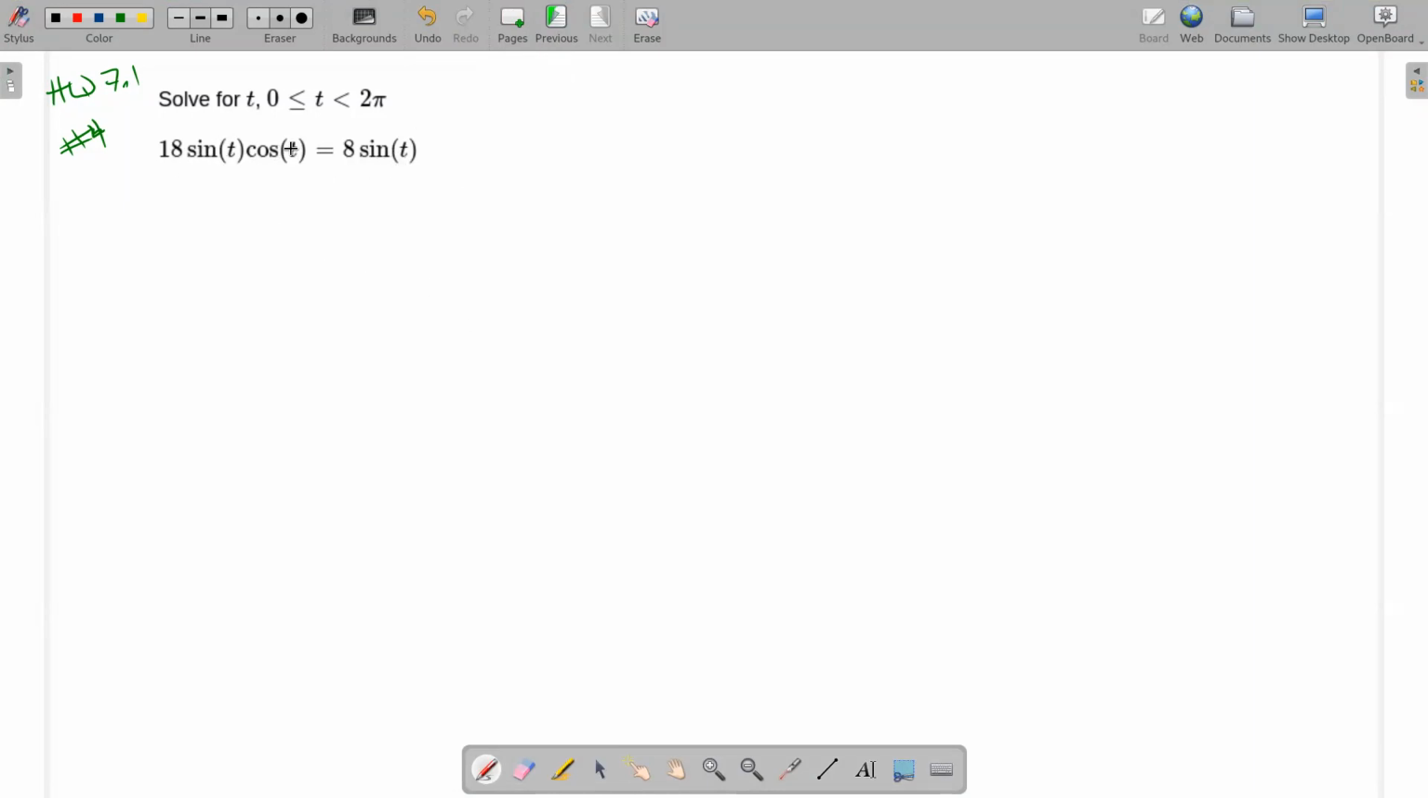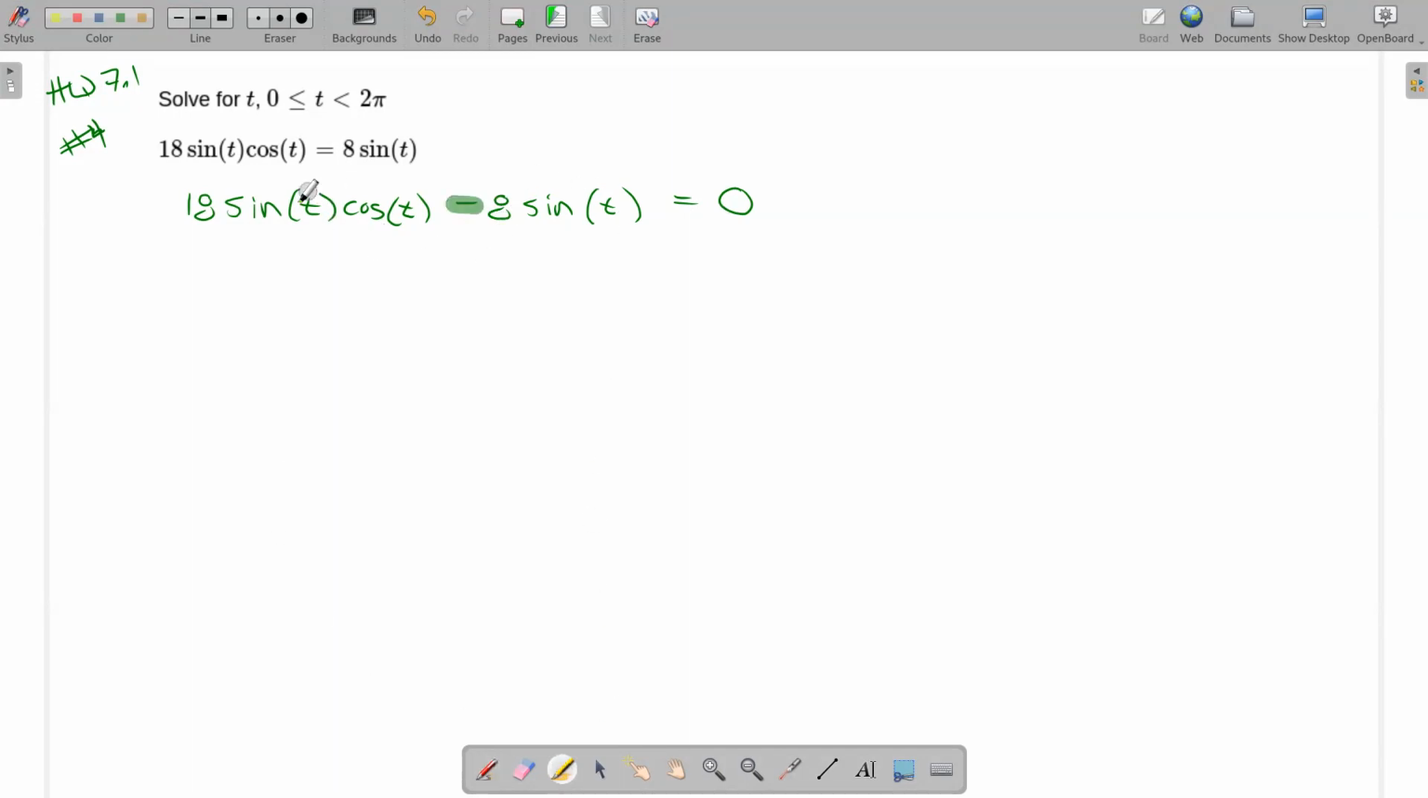So I would subtract the 8 sine over. So 18 sine of t cosine of t minus 8 sine of t equals 0. So I'm kind of thinking about the last few problems we worked on where we got 0 on one side, we were able to factor the other side. Can I factor this? The answer is yeah.